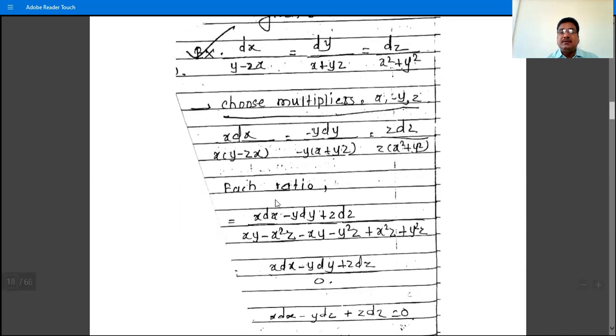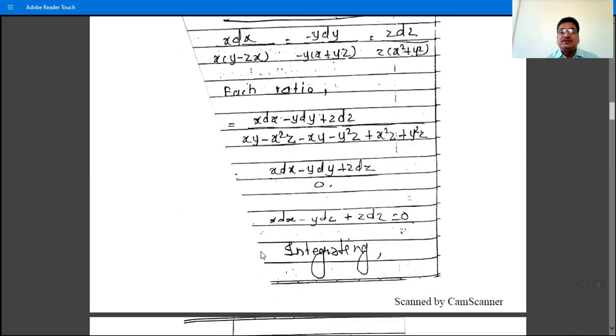Don't write this step, that is each ratio. After writing this statement, that we choose multipliers x, minus y, z, directly write each ratio is equal to. Don't write this step. So each ratio is equal to x dx minus y dy plus z dz, and if we multiply by x, minus y and z, we have this denominator, and the answer of this denominator is 0. So we have x dx minus y dy plus z dz is equal to 0.